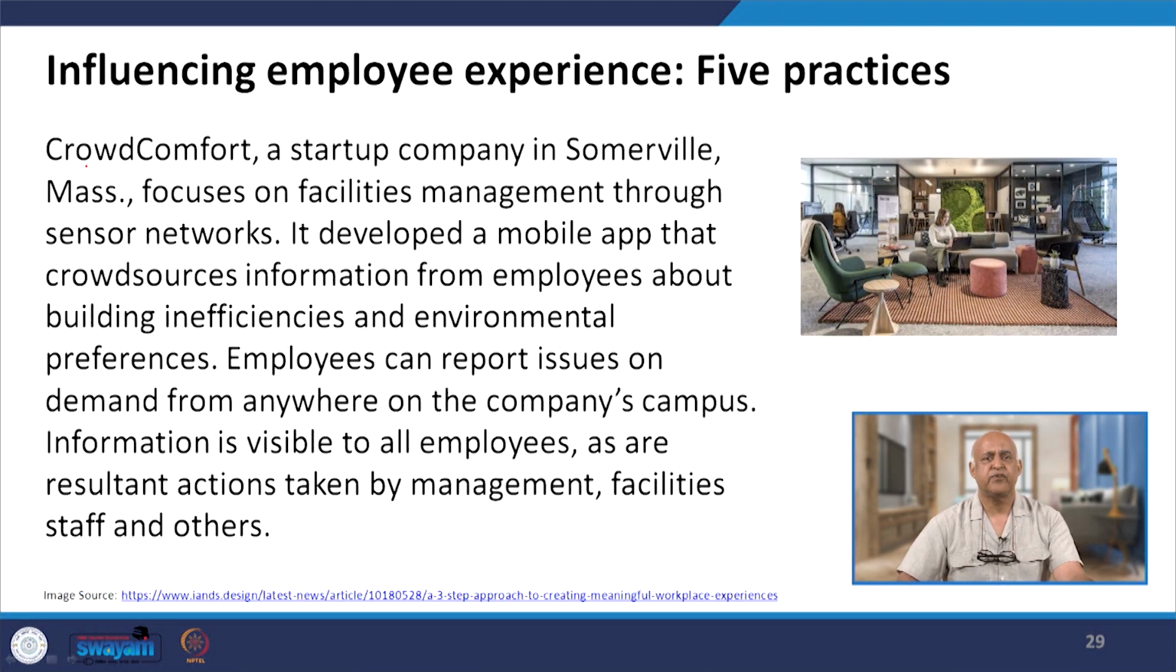So, how does this influence employees? Crowd Comfort, a startup company in Somerville, Mass, focuses on facilities management through sensor networks. It developed a mobile app that crowdsources information from employees about building inefficiencies and environmental preferences. Employees can report issues on demand from anywhere on the company's campus. Information is visible to all employees, and the resulting actions are taken by management, facilities staff and others.